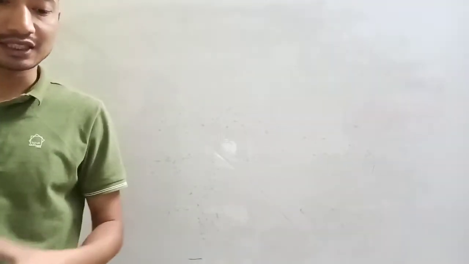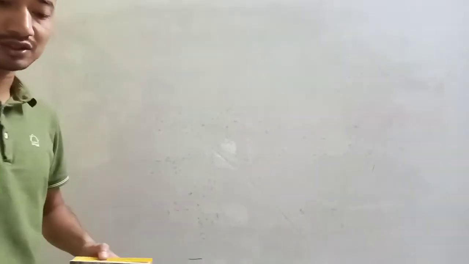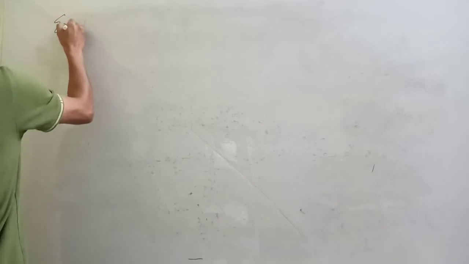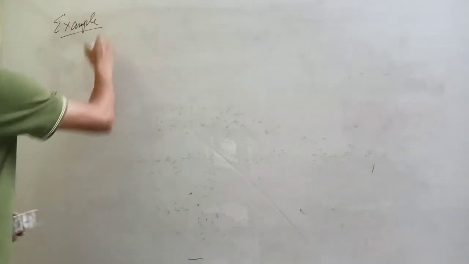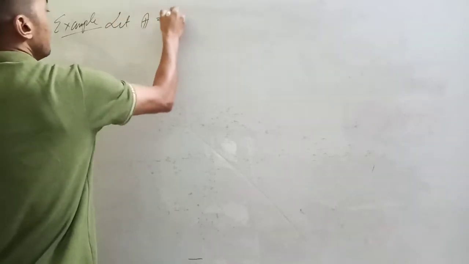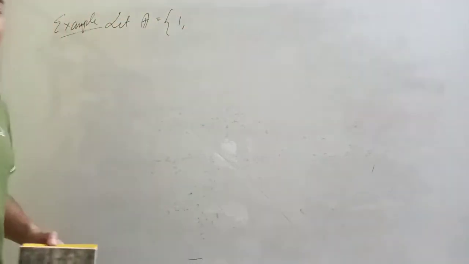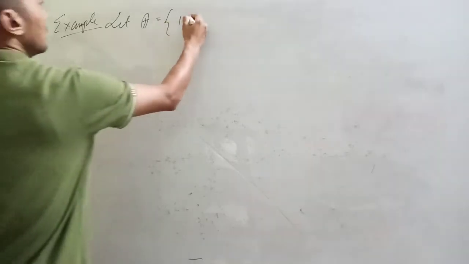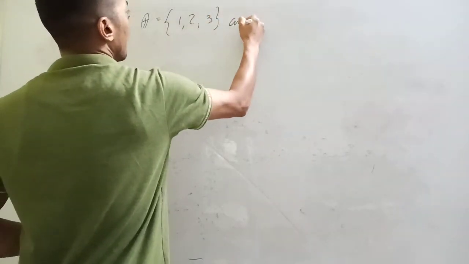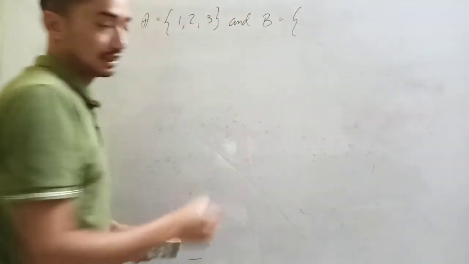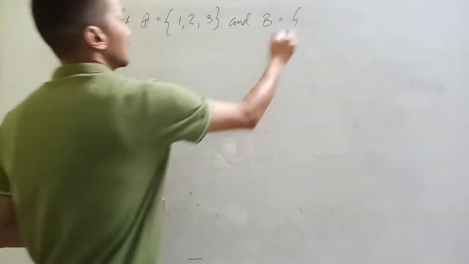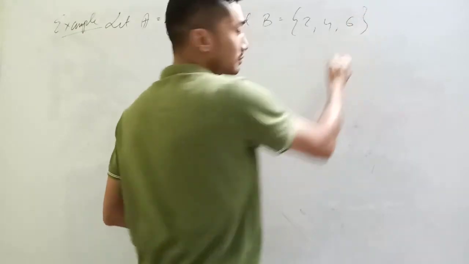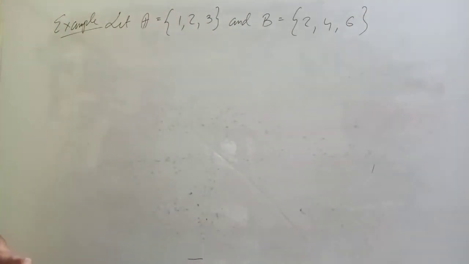Now let's clarify all the doubts. You can write one example. Let's do this problem. Let A be the set 1, 2, 3, and B be another set, 2, 4, 6. I'll take the help of this textbook. So two sets are given.